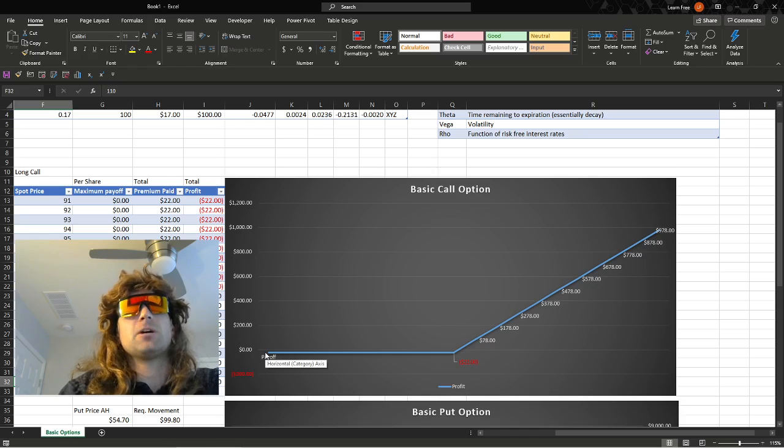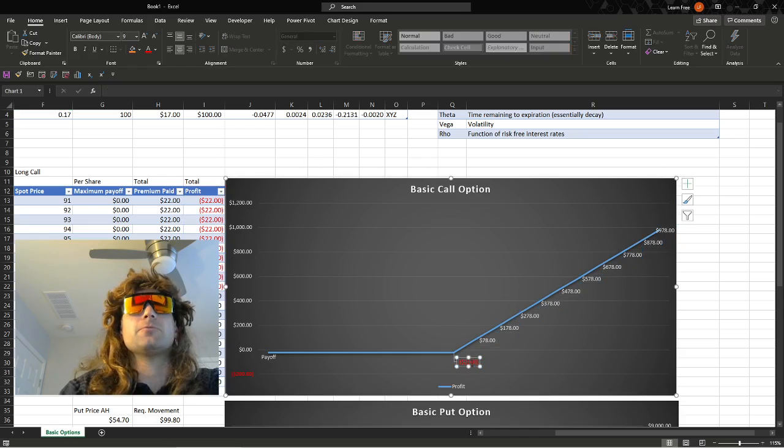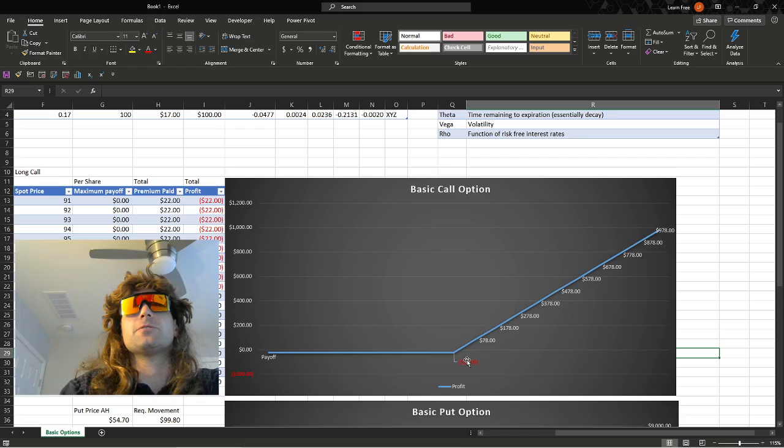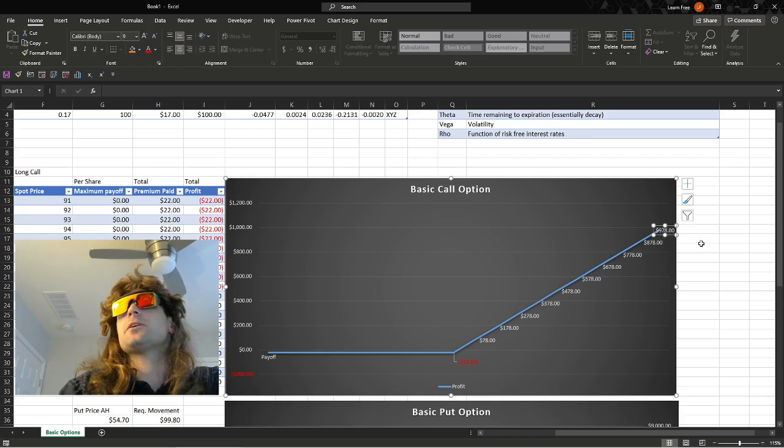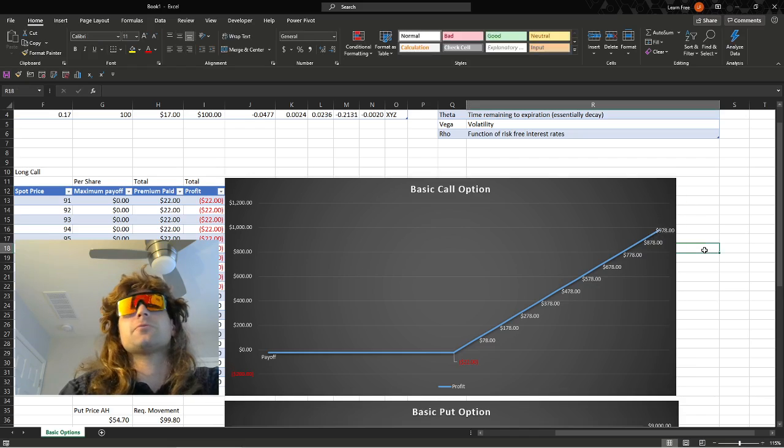If it's Friday, options expire, market's closed. Below 100 bucks, you lose all $22. So you are at negative 22. But as it moves up, you see that these profits continue to scale. So this thing right here, it's only gone up 10 bucks more than you thought it would, which granted it's still a huge move in percentage terms, but it happens.